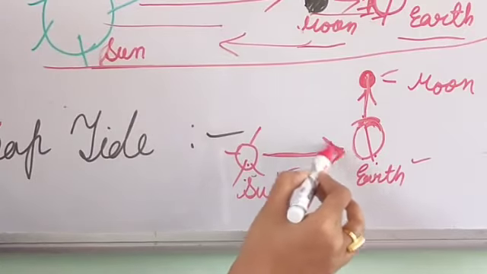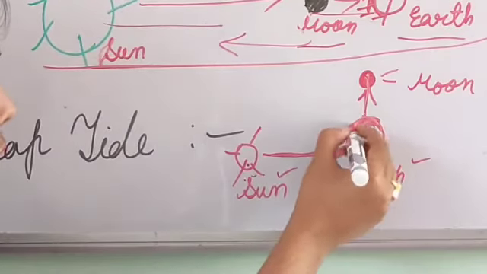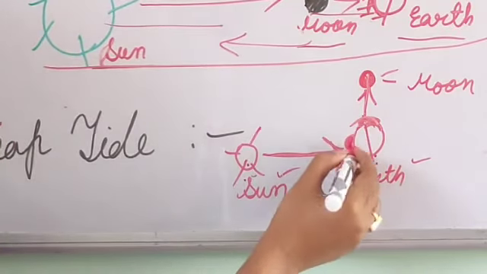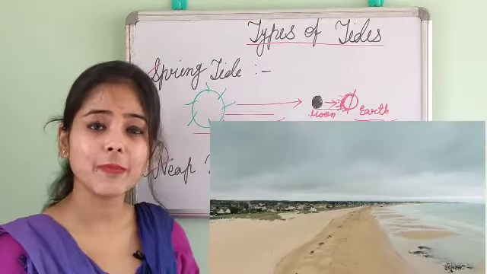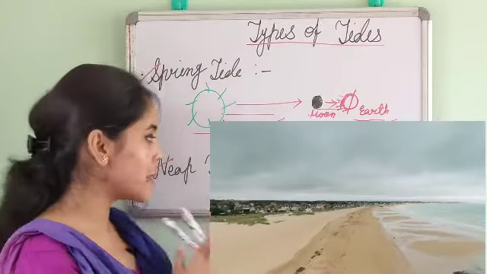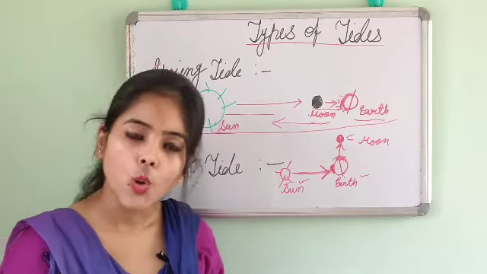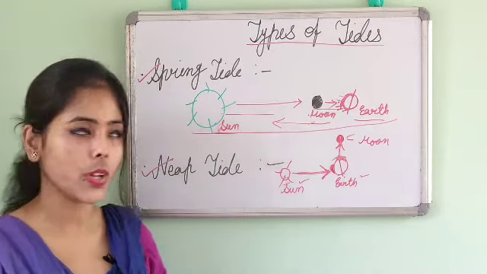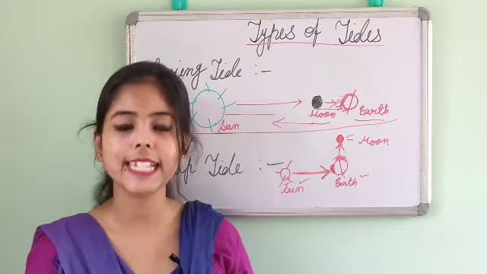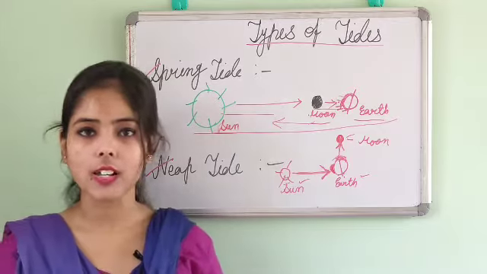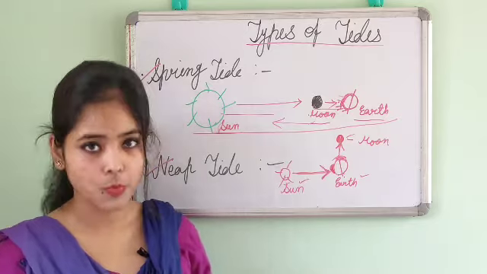That's why the rise of the water table will not be so high. Obviously the water will bulge out, but the amount will not be so high. Here the water table will be lowered by 20% than the normal tide. So basically the water table in neap tide will be lower than the normal tide. Okay, so these are the two important types of the tides, and the neap tide occurs on the 8th day of every fortnight of the moon.